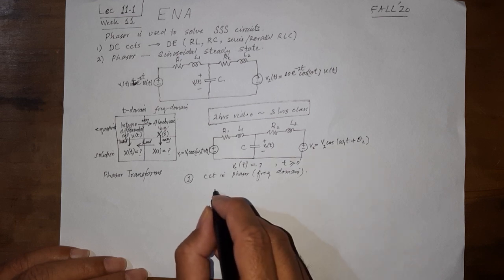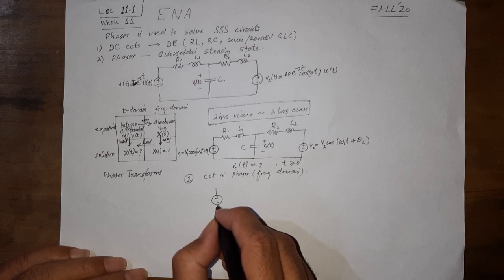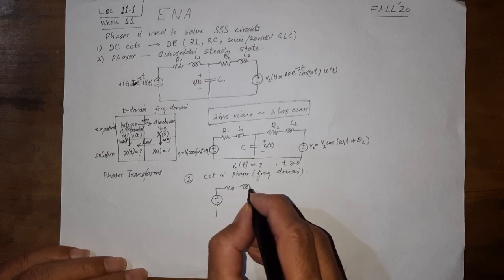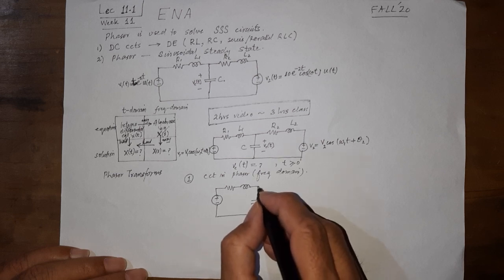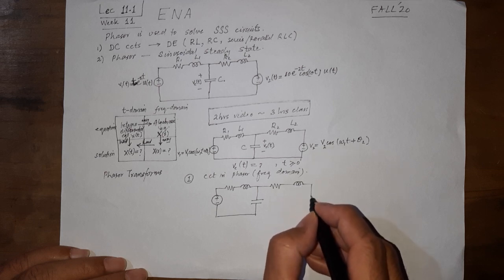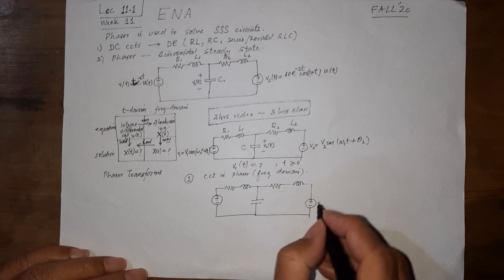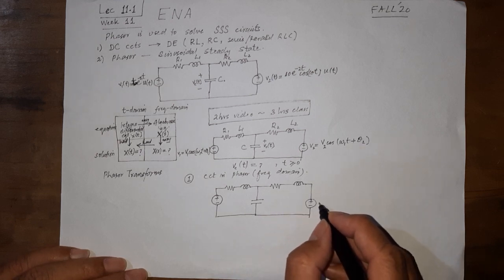So what we did, we wrote every current and voltage by its phasor equivalent, and we drew the equivalent reactances in place of the resistances and inductances and the capacitances.